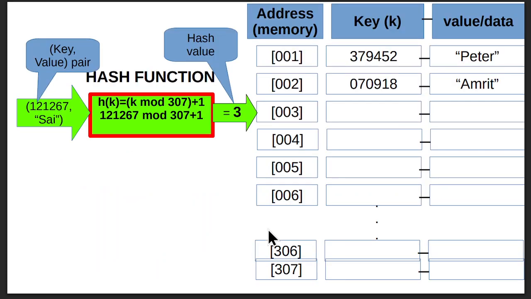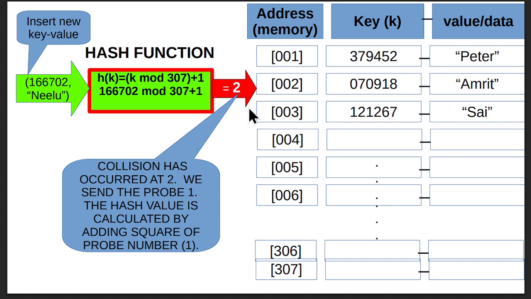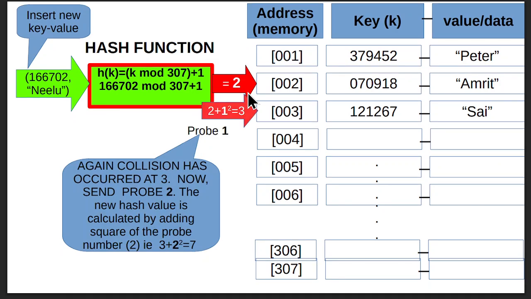Here is an example. I have this employee, and again I'm using modulo division, so its hash value is 3. Here we are talking about quadratic probing, so I put it here. As in the previous case, a collision has occurred. So now I'm going to send probe 1. 2 plus 1 square would be again 3, but that is occupied, just like the previous example.